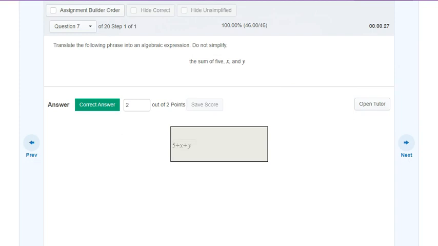Now there are some easy ones, but if you're not careful, you could make an error. Write and do not simplify. The sum of 5, so 5, the sum of x, so we're going to add an x, and we're going to add a y. And that's how you would show it.